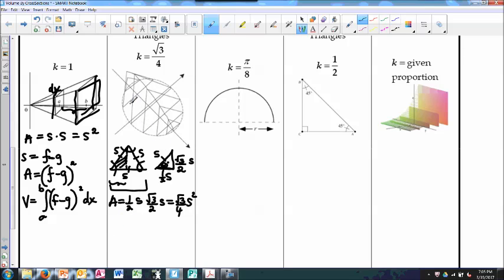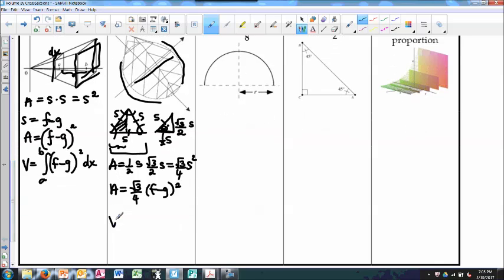So since our side length was determined by the distance between our functions f and g, then the area is the same as the square with a different constant of proportionality. This means that my volume, which is the integral of area, from A to B, is simply going to have a different constant of proportionality out in the front, but otherwise be the same integration formula.